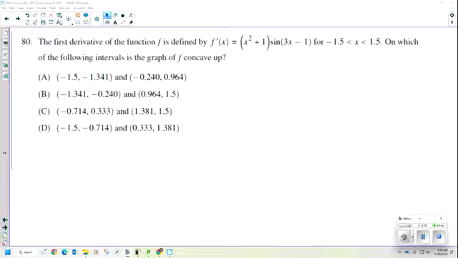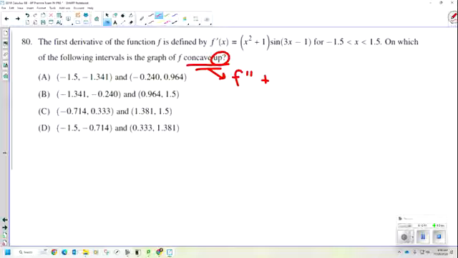On which of the following intervals is the graph concave up? Oh, people. Concavity is second derivative. If it's concave up, that means the second derivative needs to be positive. Second derivative is the slope of first derivative. Okay, same thing. I want to see where that is positive.